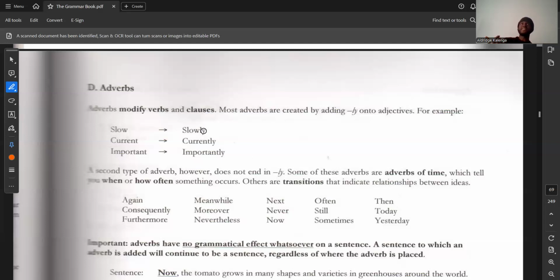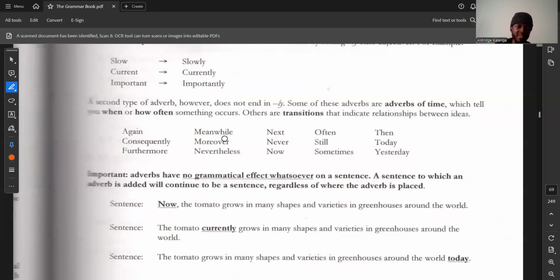Think of an adjective, right? An adjective is a describing word, like tall, fast, slow, sharp, blunt. It's modifying a noun, giving you more information. If someone is slow, then they move slowly. It's happening currently. Importantly, we also have adverbs of time, like now and today. We have a lot of adverbs, and they really just modify verbs and clauses.